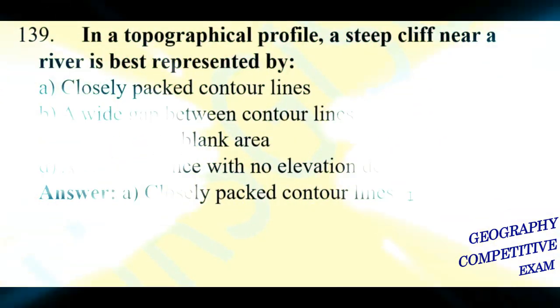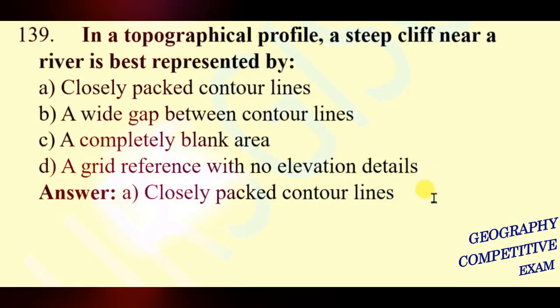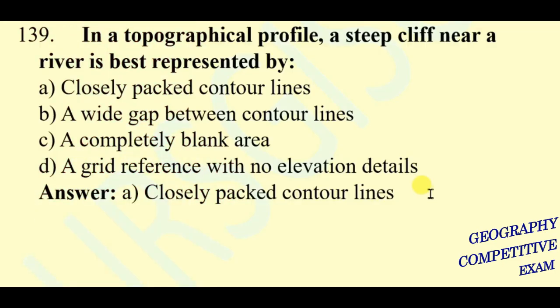Question 139. In a topographical profile, a steep cliff near a river is best represented by closely packed contour lines, a wide gap between contour lines, a completely blank area, a grid reference with no elevation details. Closely packed contour lines.